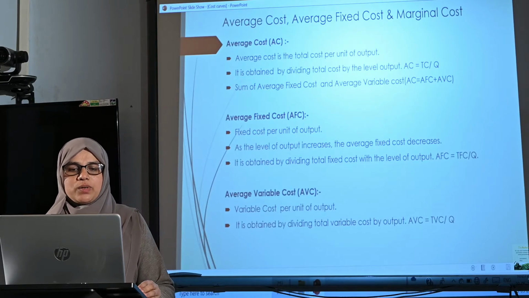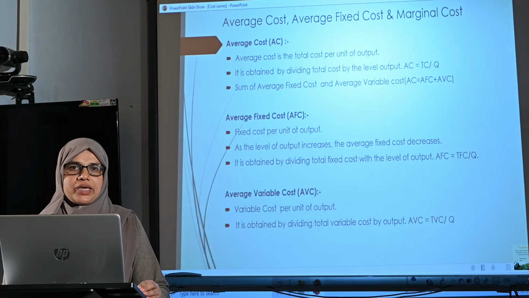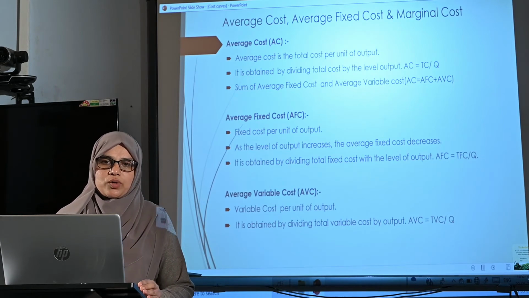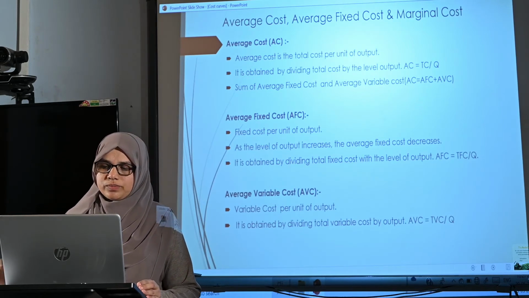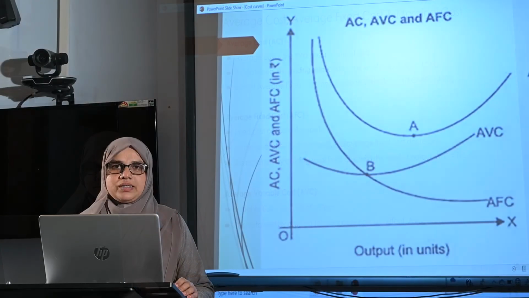Next, average variable cost. Average variable cost is the variable cost per unit of output. It is obtained by dividing the total variable cost by the level of output, that is AVC is equal to TVC by Q. Illustrate these three costs with the help of a diagram.